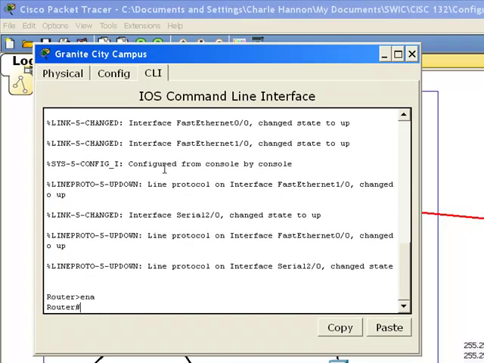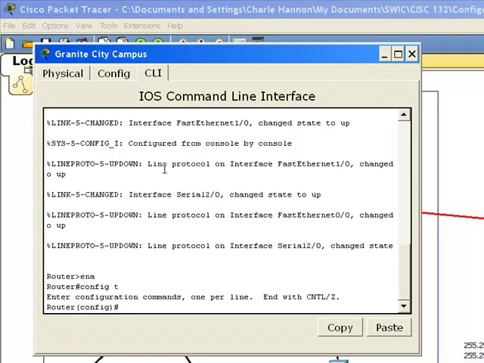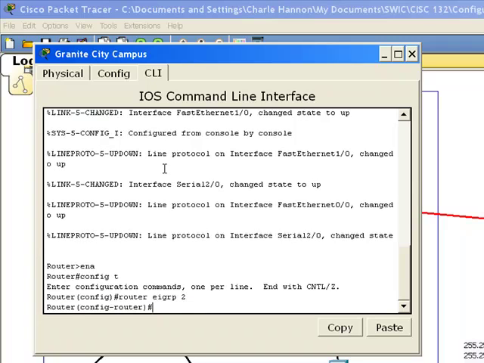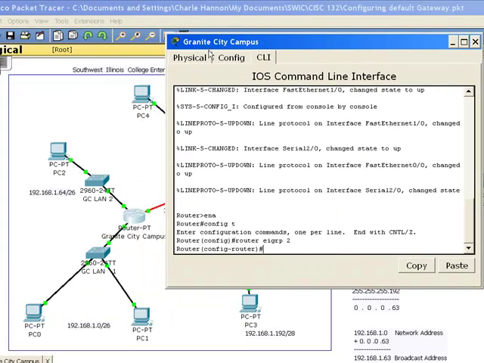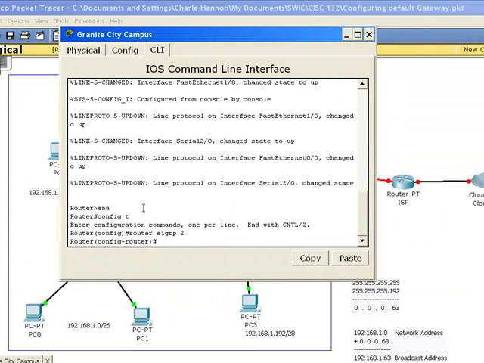So we'll do a little configuring here, and the first thing we have to do when we configure EIGRP is give an autonomous system number in the command. Now this command has to be duplicated throughout the network. So if I give the autonomous system number of 2 on the Granite City router, I have to make sure that I use the autonomous system number 2 for the other routers as well.